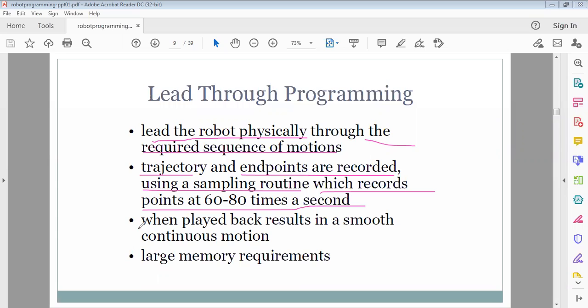So when it is played back, okay, it results in a smooth continuous motion.